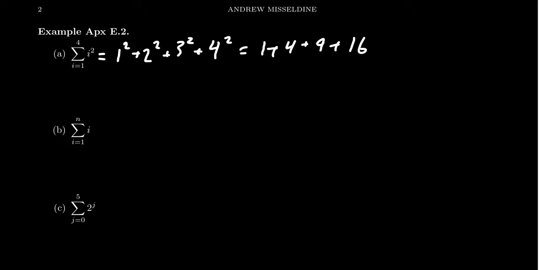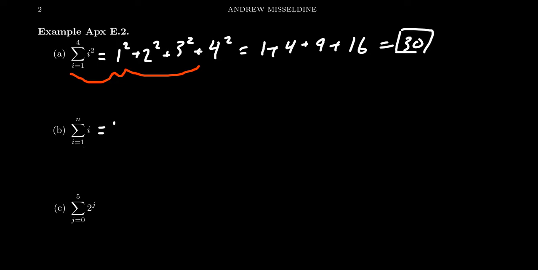And so let's see, 1 and 9 makes 10, 4 and 16 makes 20. So this sum will add up to be 30 right here. But mostly what I care about right now is we understand that this sigma notation represents this expansion right here. For the next one, we're going to take the sum of i as i goes from 1 up to n.